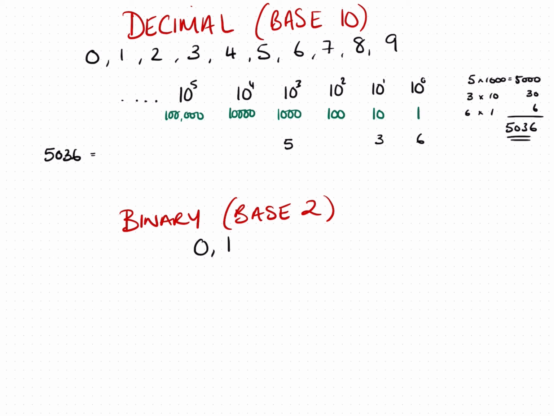And just like the decimal system, it's based on powers, but powers of 2 this time. So we're going to start off with 2 to the power of 0, 2 to the power of 1, 2 to the power of 2, and so on. Expanding out these powers, we get 1, 2, 4, 8, 16, 32, 64, 128, and so on to infinity.